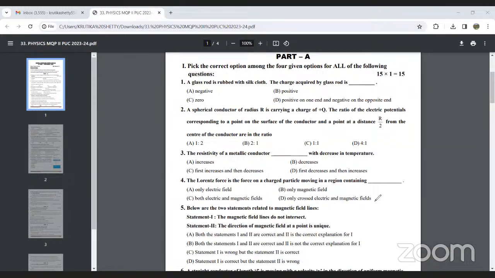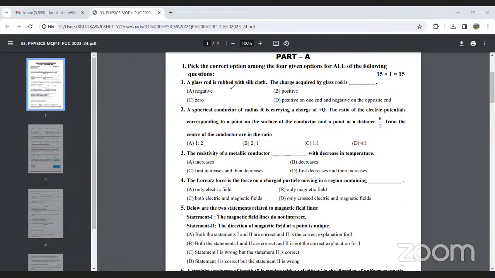Yes, option C is the correct answer here, students. So option C is correct. Yes, all are ready for the exams, it seems, everyone is answering. It is a good sign. Okay, so see the next question.